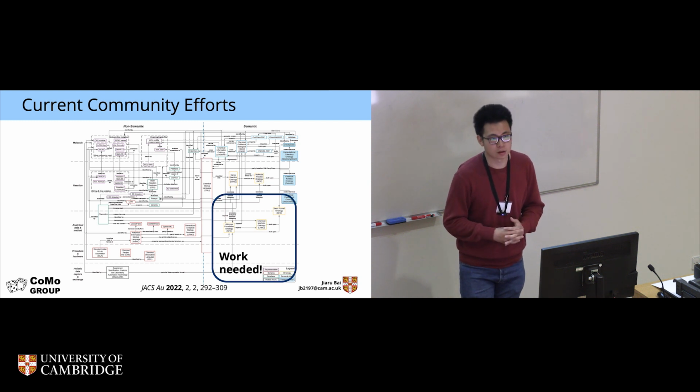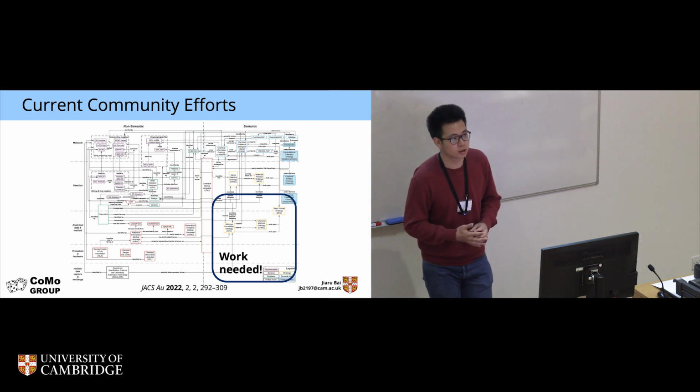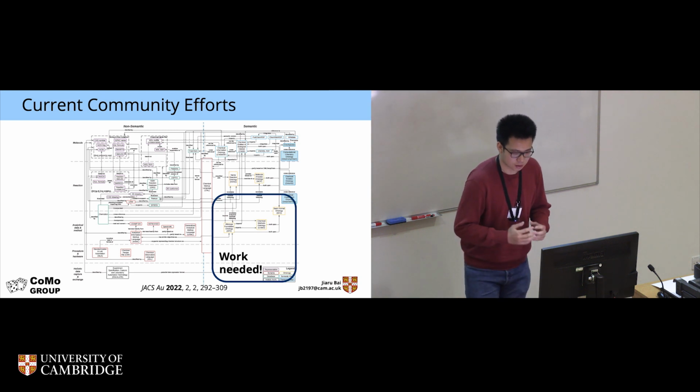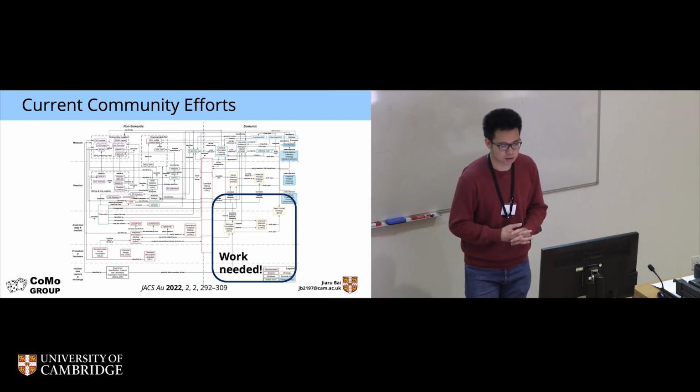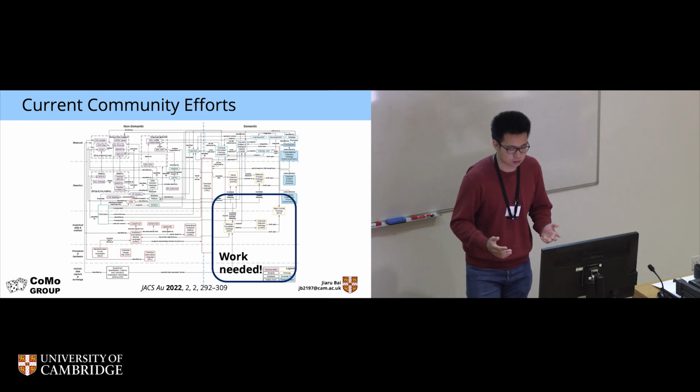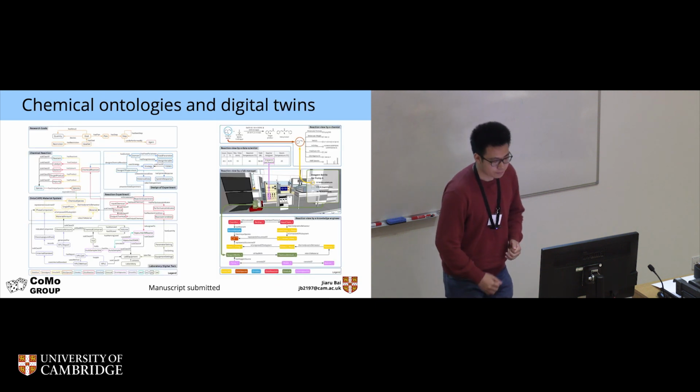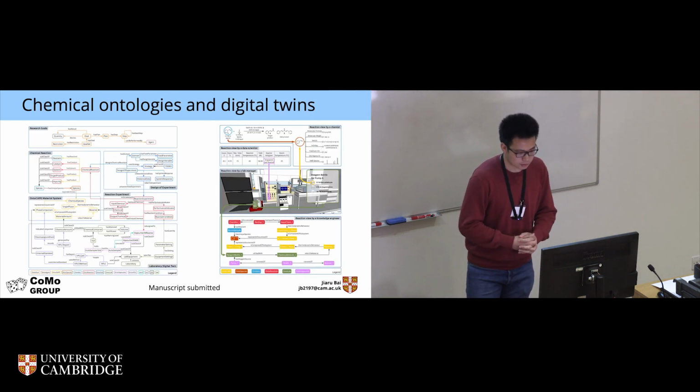Previously, we had done a review paper where we analyzed the current community efforts in data representation and exchange in laboratory automation. And then we identified that there's actually quite a big gap on the semantic side: ontologies need to be developed for the analytical data, method and procedure, and also the holistic workflow side. Based on that, this is a snapshot of the ontologies that we developed.